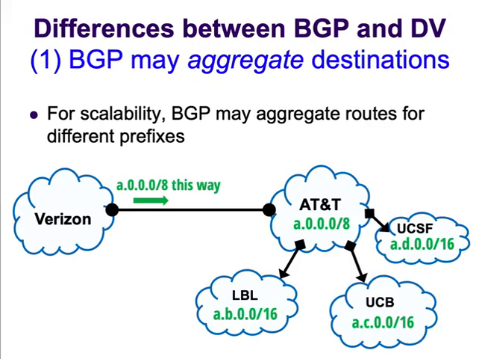Right, so typically you lose some information when you aggregate, because what you would be telling Verizon is all of these prefixes are routed through me, AT&T, and you kind of lose the subtle differences between the distance from AT&T to maybe LBL, UCB, and UCSF. You lose that. One could argue that that was the only path to those prefixes in any case, so the downside is not that great.